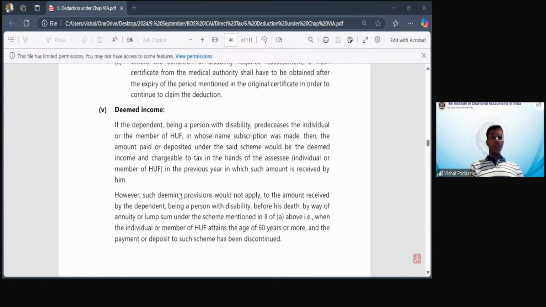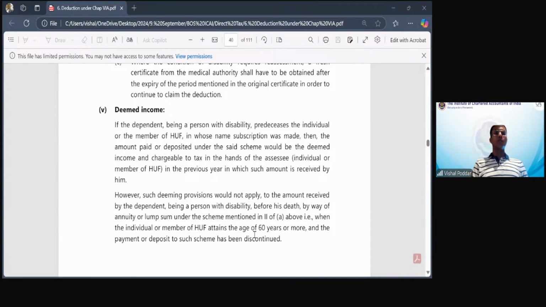So, however, such deeming provisions would not apply to the amount received by the dependent being a person with disability before his death by way of annuity or lump sum under the scheme mentioned in 2 of A above, that is when the individual or member attains the age of 60 or more and the payment or deposit to such scheme has been discontinued. So in simple words, whenever the payment is received by the person who is dependent, either because of my death or because now I attain the age of a senior, so I cannot now continue the scheme, I cannot deposit in the scheme. So in any of these cases, when the dependent person receives the payment, it is exempt in that person's hands.